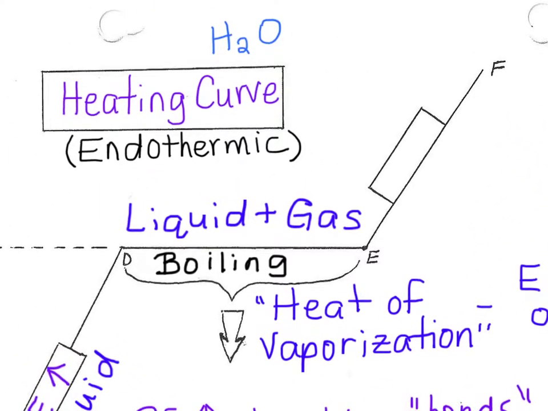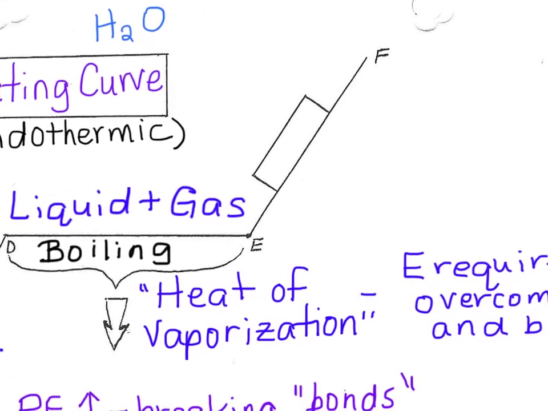So now we're up to point E, and again at point E to point F, you can see that our temperature is rising, and so that again means that the kinetic energy is rising. And between point E and point F, we have one phase, and that is the gaseous phase.